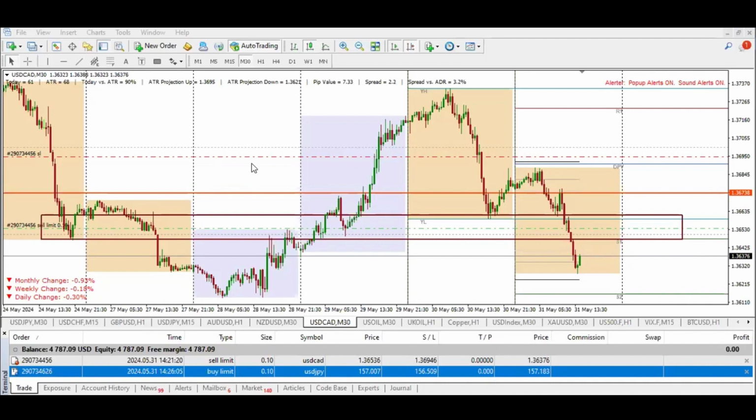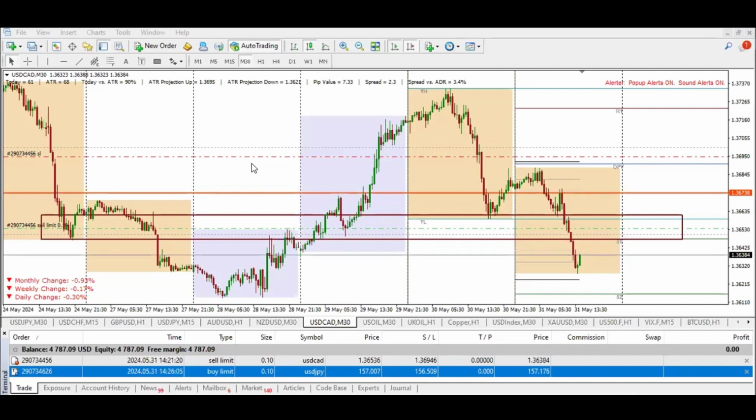But another way you could do it is if you use period separators. A period separator will allow you to divide your charts based on per day or per hour or per week or per month, depending on the time frame that you're on, right? You can activate that in your settings right there on your trading platform, either on a mobile phone or on a laptop.